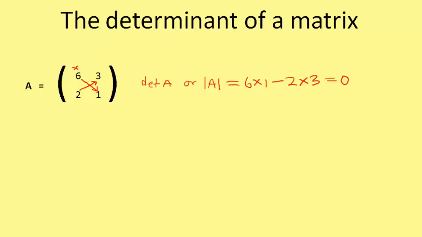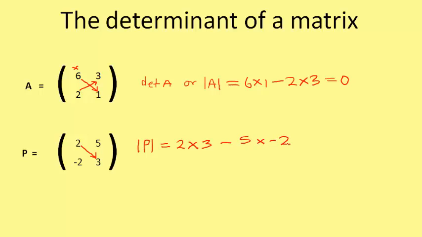Let's look at the next matrix. P equals 2, 5, negative 2, 3. Again, we can use a notation. So determinant of P equals, and now we do 2 times 3, so 2 times 3, take away 5 times negative 2. Again, the order that you multiply the diagonal is only important in the diagonal sense, but you can do 5 times negative 2 as well as 3 times 2.